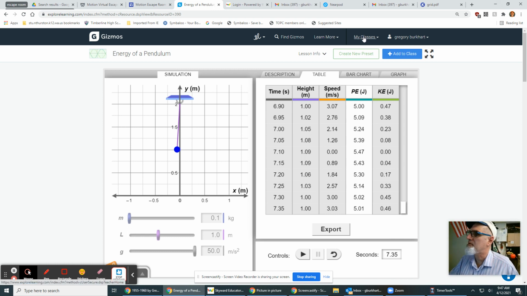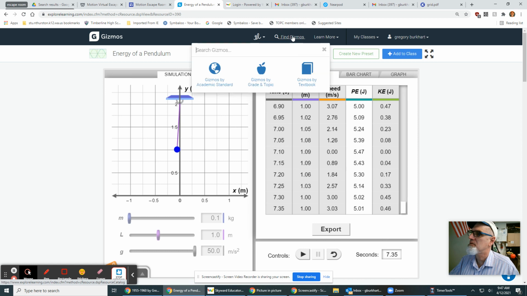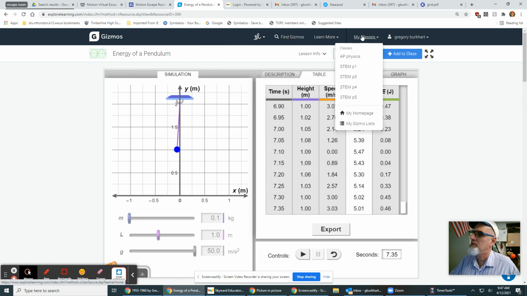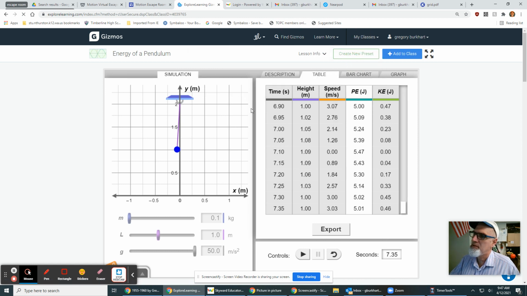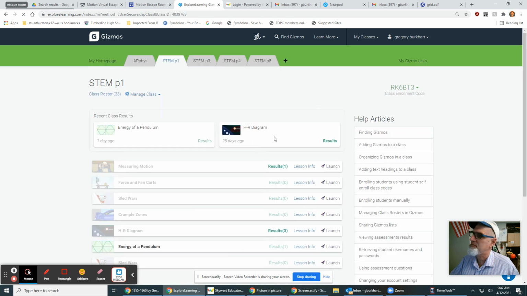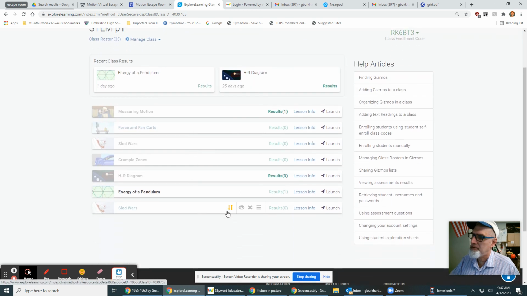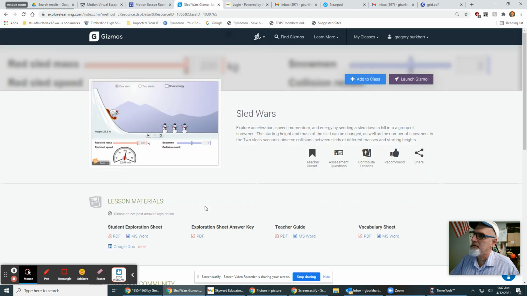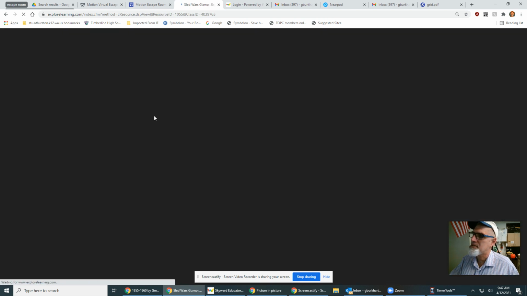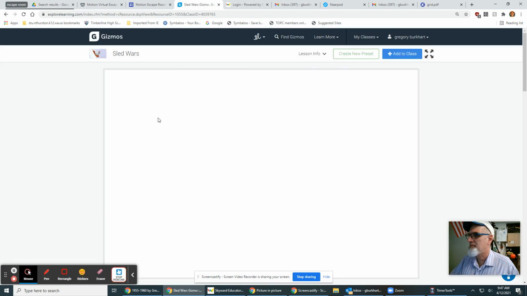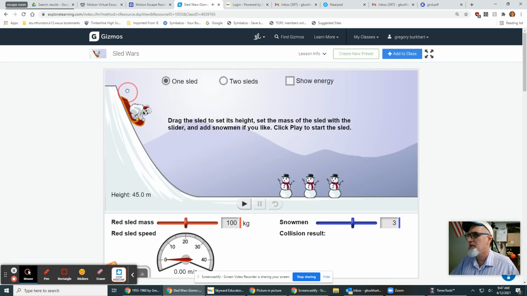So for the other part of this quiz, you need to make sure that you do the other gizmo, which is being released on Thursday. Let me just turn it on for a second. It's called Sled Wars. You should be able to predict how changing the mass of the abominable snowman will affect the number of snowmen that get slaughtered.